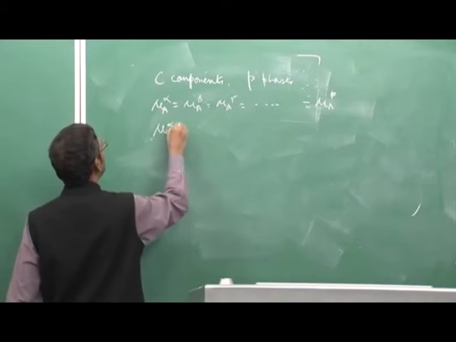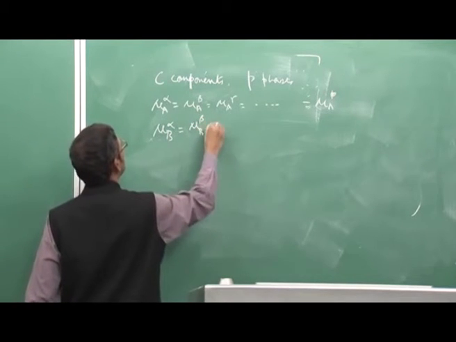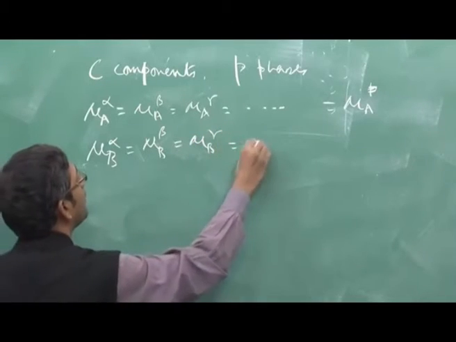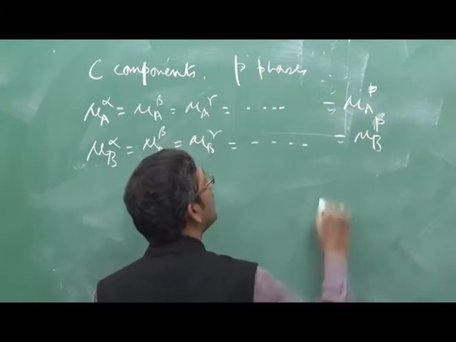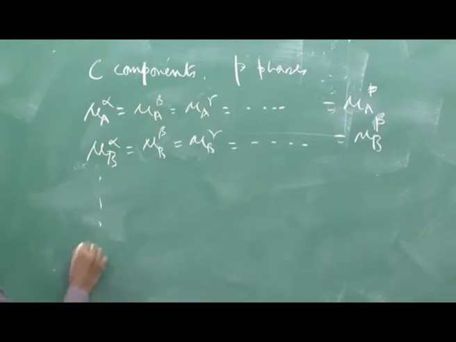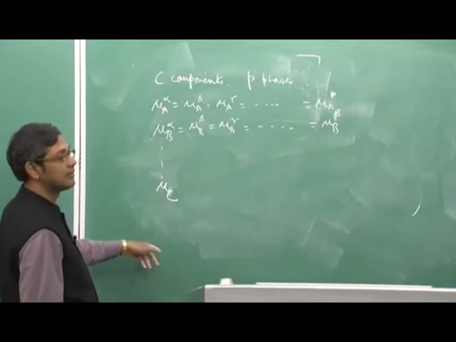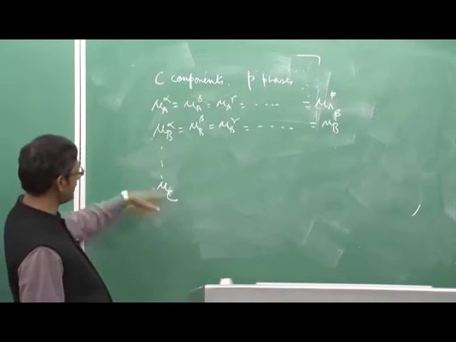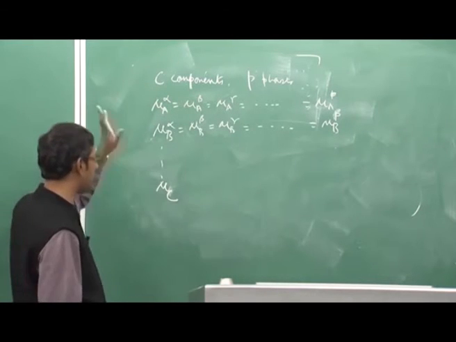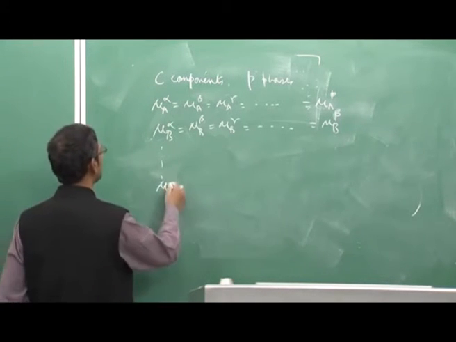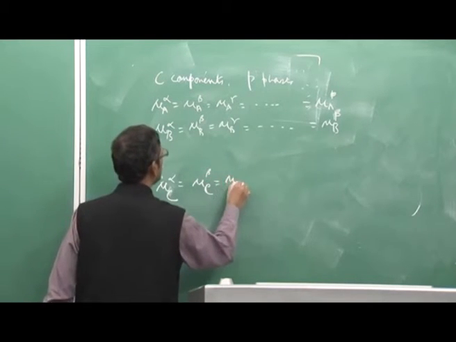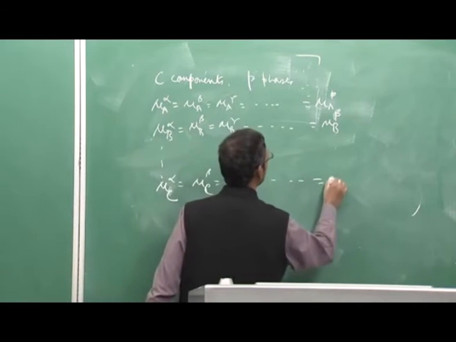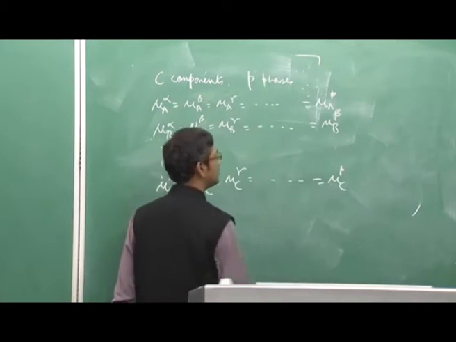Similarly, mu b alpha equal to mu b beta equal to mu b gamma dot dot dot equal to mu b P. P is the number of phases, right. So, like that I can write down mu c. There are C components, don't think that it is only A, B, C. There are many things, but the total number of components is C; C may be any number, maybe 100, 200, 300 possible. So, this will become mu C alpha, mu C beta, mu C gamma equal to mu C P, right.